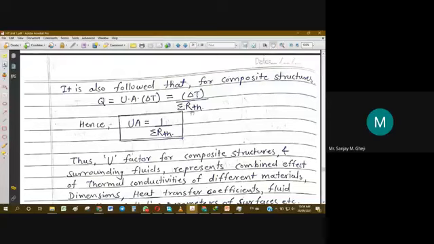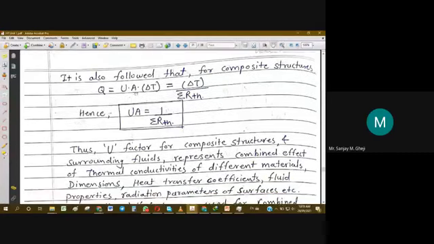Delta T upon thermal resistance. This summation R thermal means it is the equivalent resistance or total resistance, because the conductive resistances, convective resistances, or even radiative resistances, all these will be either in series or parallel combination, and by evaluating them we get this value. We get this total or equivalent thermal resistance. That is why this summation or thermal symbol is used.